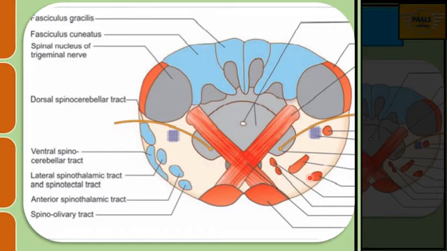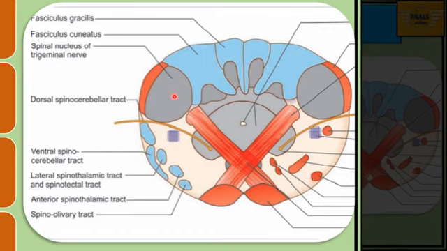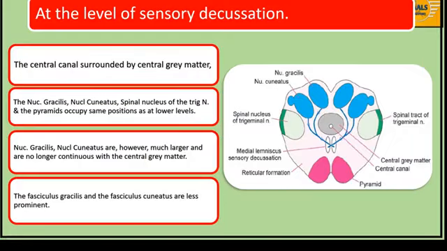of the spinal cord. Adjacent to the spinal nucleus of trigeminal nerve, we see a network of fibers that have scattered nerve cells. These fibers here are called the reticular formation. We'll get to the next level, and this level is the level of sensory decussation.